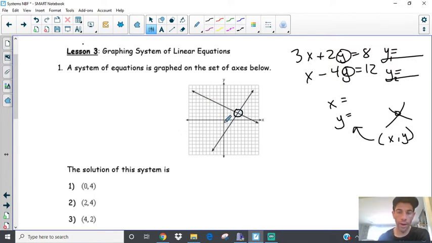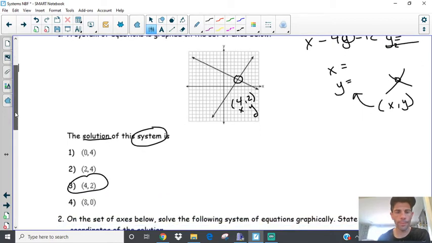So if you were graphing a question like this one, and it wanted to know what is the solution of this system, well, you would just count and find the point of intersection, which would be 1, 2, 3, 4, and then it would be up 1, up 2, so the solution here would be 4, 2. X is 4, y is 2, and there it is, choice 3. Right? So that's how they can present it to you as a word problem.